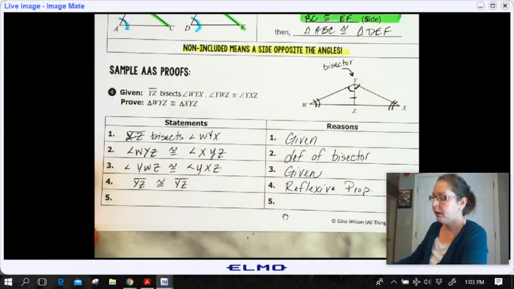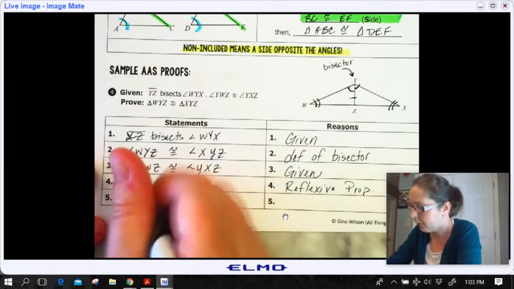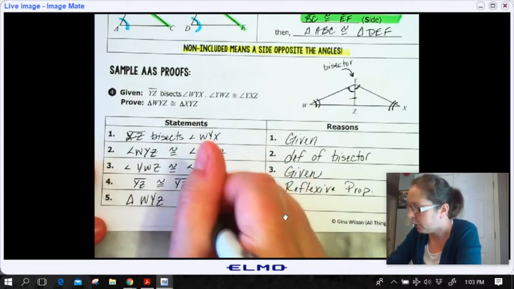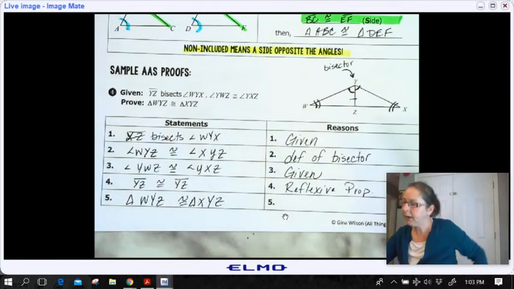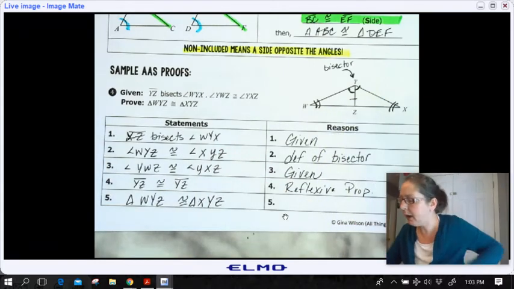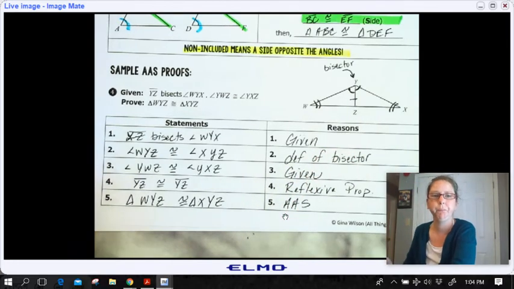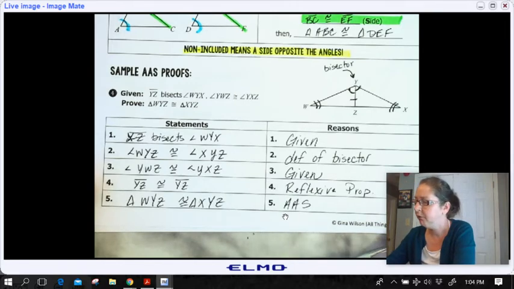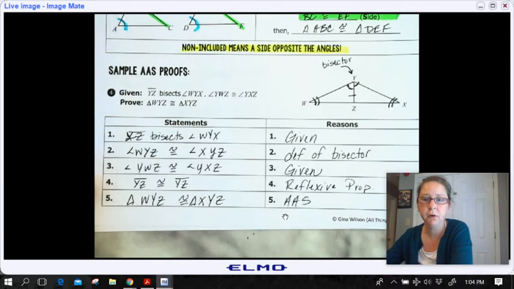Alrighty, so now I'm at the very last statement where I can indeed say that these triangles WYZ and XYZ are congruent by angle, angle, side. That's our very first proof of angle, angle, side. Okay, let's take a look at another example.